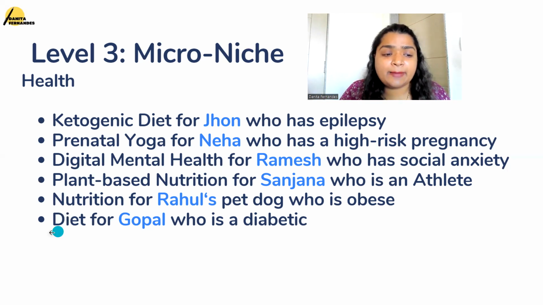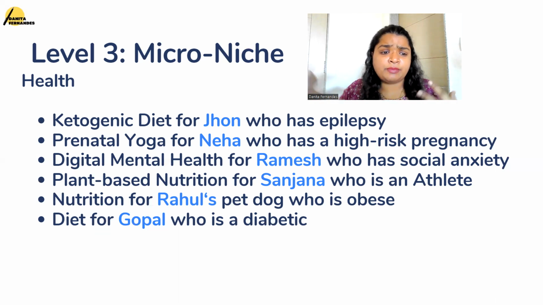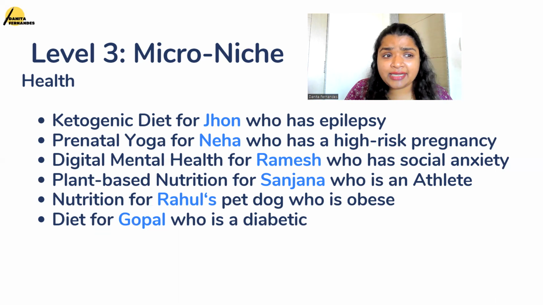So let's take an example. Diet for Gopal, who's a diabetic. Now, my client who's a dietitian can give diets for many people. She can suggest diets for people with obesity or people who are anorexic, people who are having high risk pregnancies, people who are having a thyroid. Multiple people, my client can give diets for. But in the micro niche, I decide only one category of person who this is for. This is called micro niche.